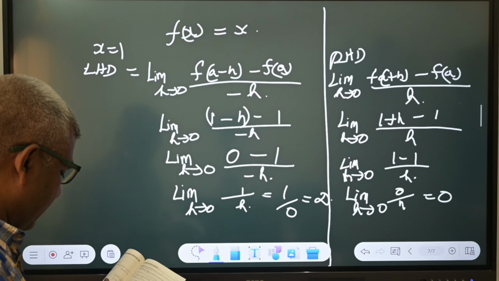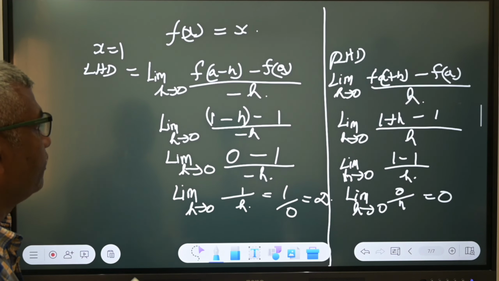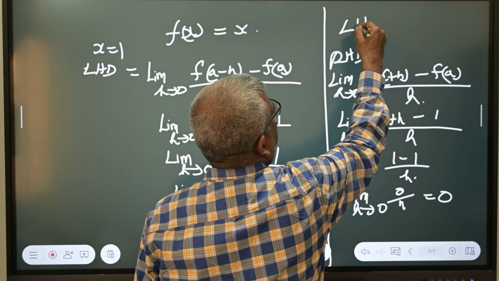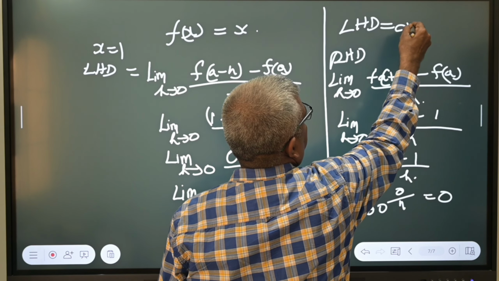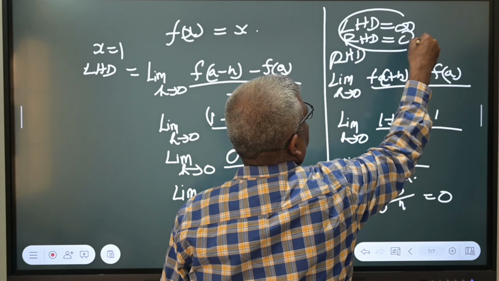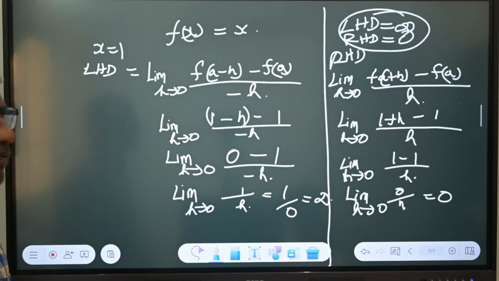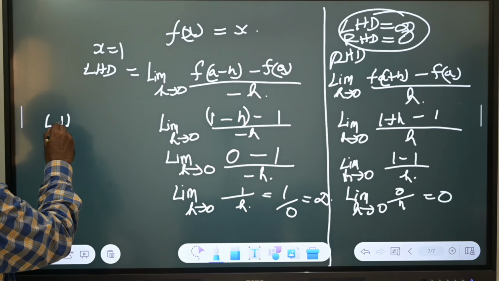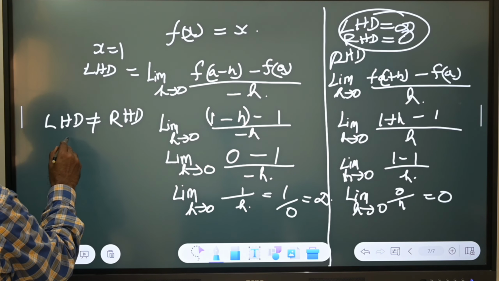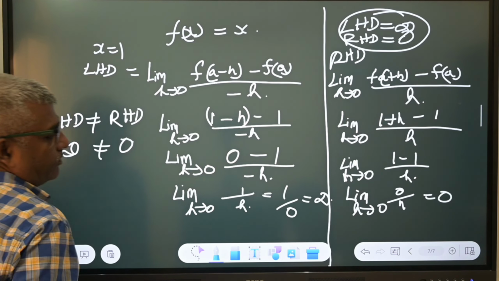So the left hand side is infinity, the right hand side is 0. So it is not defined. The left hand side is infinity, the right hand side is 0. So the left hand side is not equal to the right hand side. So it is not differentiable. Got it? LHD not equal to RHD, because infinity is not equal to 0.